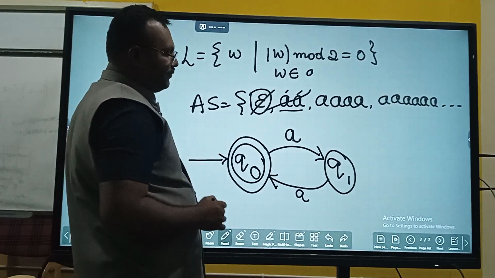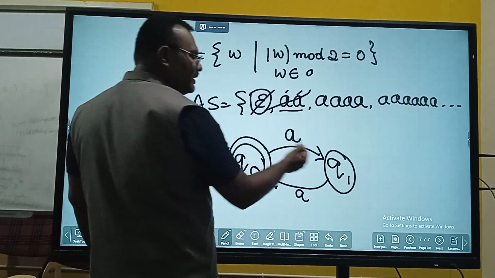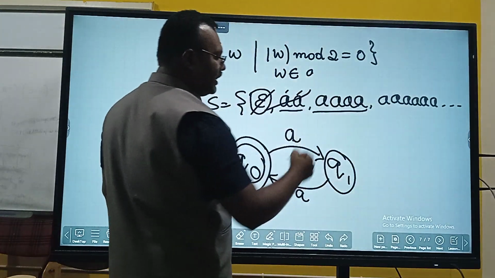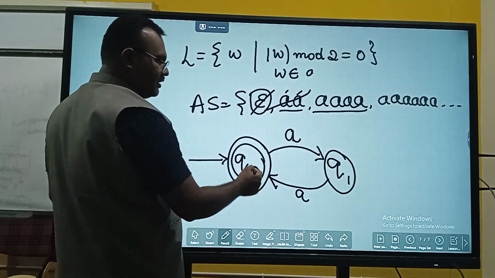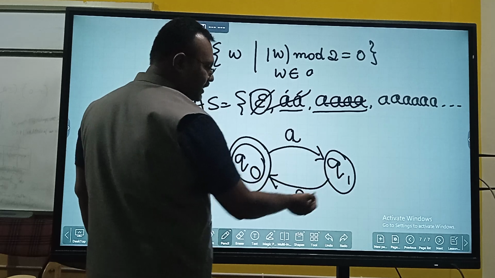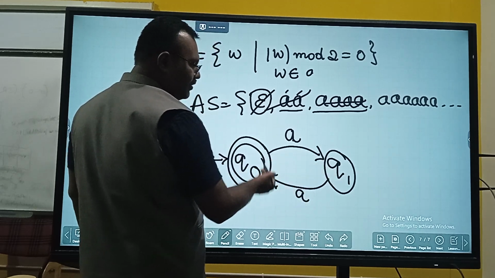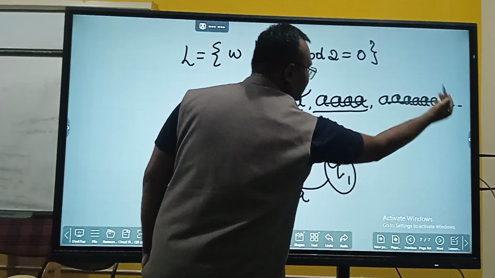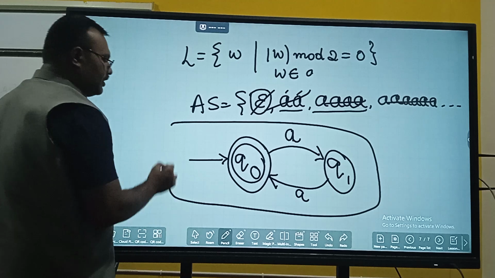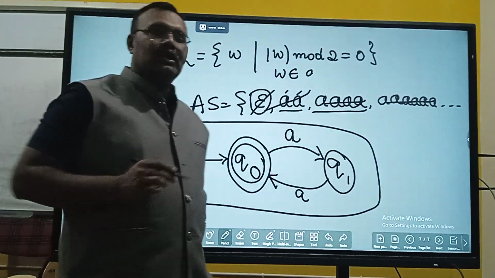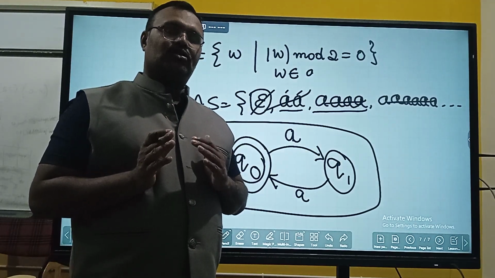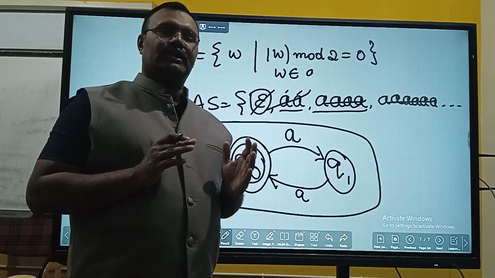So this got accepted. Now I'll tell you why I made this a loop. Look at the fourth string: first A, second A, third A, fourth A, accepted. First A, second A, third A, fourth A, fifth A, sixth A, accepted. So this is the deterministic finite automata for the given problem. I have written only two states for accepting the strings of A's whose length is divisible by 2.